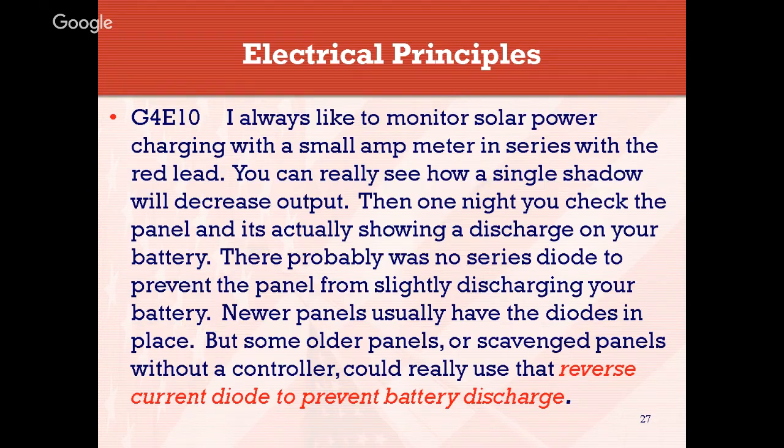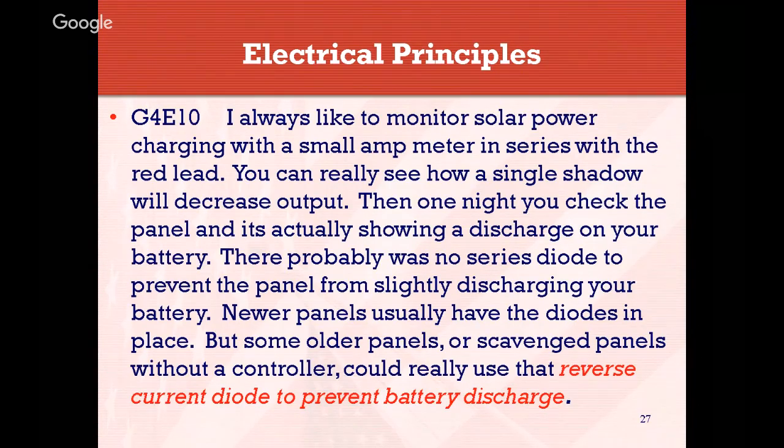Gordo always likes to monitor solar power charging with a small amp meter in series with the red lead. And you can really see how a single shadow will decrease output. If one night you check the panel and it's actually showing a discharge on your battery, there probably was no series diode to prevent the panel from slightly discharging your battery. Newer panels usually have the diodes in place, but some older panels or scavenged panels without a controller could really use that reverse current diode to prevent battery discharge. And like I said, that's one thing you can build if you happen across some solar panels.